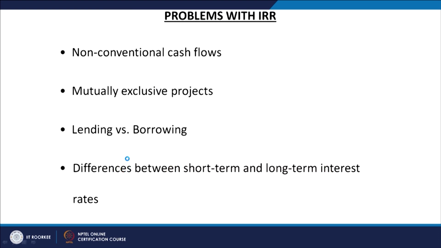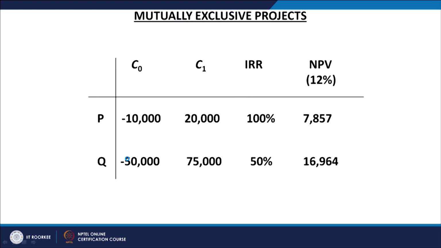Then second is the mutually exclusive projects. For example, there are two projects. Under NPV, how do we evaluate the projects? Under NPV we simply evaluate the projects on the basis of the NPV. Higher the NPV, better the project. Though there is also a limitation there, that we do not make the relative comparison in terms of the investment.